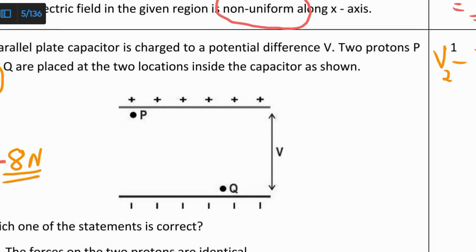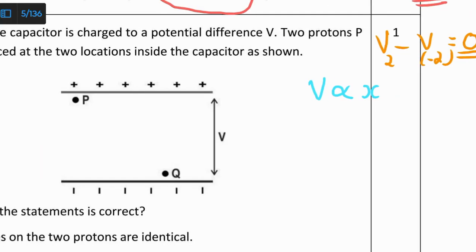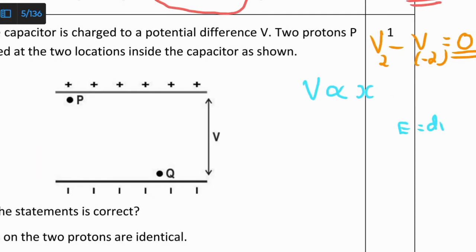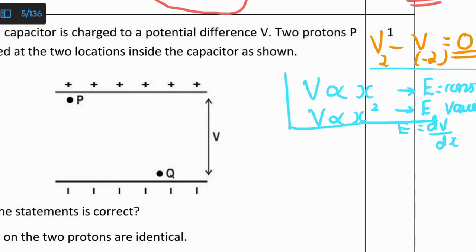Okay, so now we can go ahead with some memory trick. How to remember? If potential difference is directly proportional to distance, then we can write E equal to dV divided by dx. So that means the electric field is constant. But if V is proportional to x square, then E is not constant, E varies. That means the electric field varies. This means that it's a non-uniform electric field.